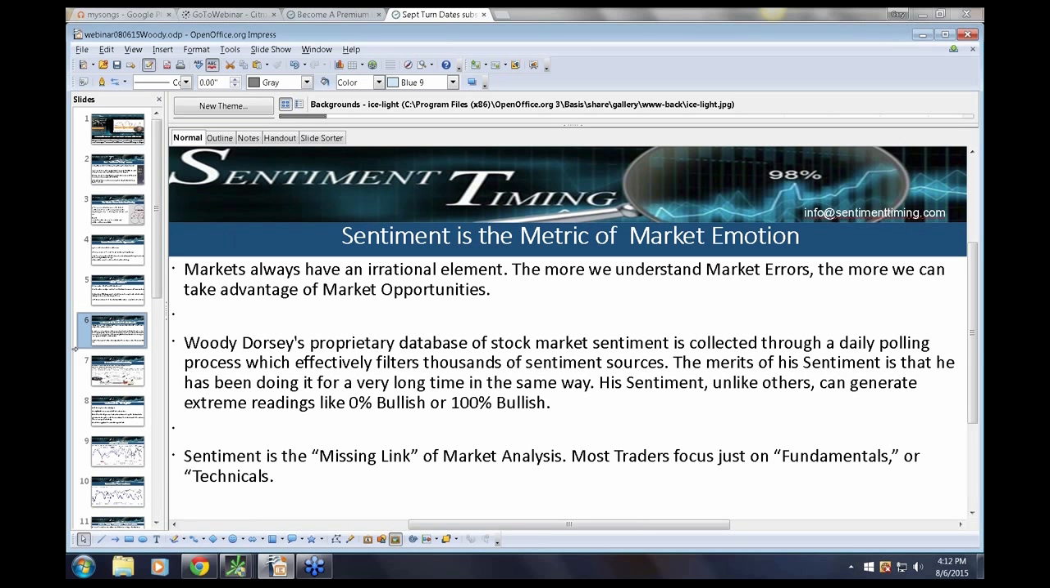Okay. So what's interesting about this sentiment is that I've been doing it in the same way for a very long period of time, so it's very stable. And unlike some other sentiment measures, it gives some very extreme readings, which is very useful, like a 0% bullish or 100% bullish. So sentiment is the missing link of market analysis. Most of Wall Street focuses on fundamentals. Some people just focus on technicals, but there's also the psychologicals or sentiment.